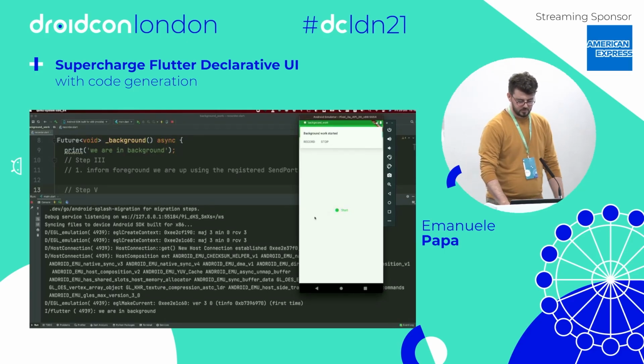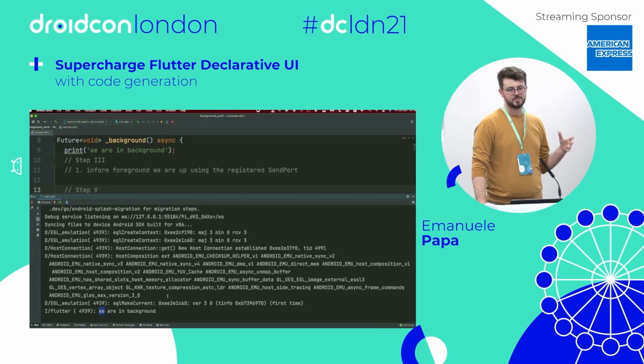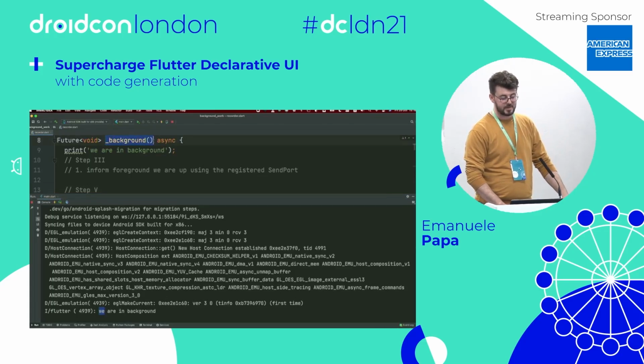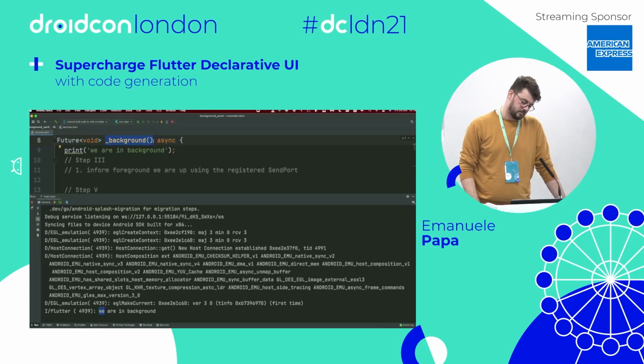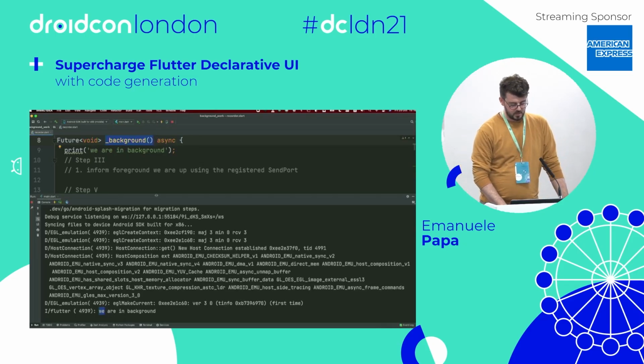Okay, we are in background. Yay. So what we did here is that we started a foreground notification with a foreground service, and that thing starts a different Flutter engine. That means a different isolate, which is actually running the background function that we just created here.